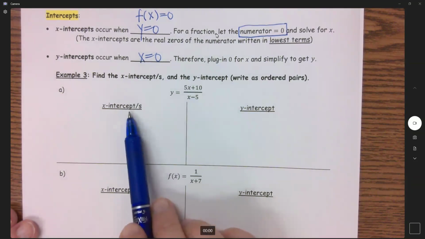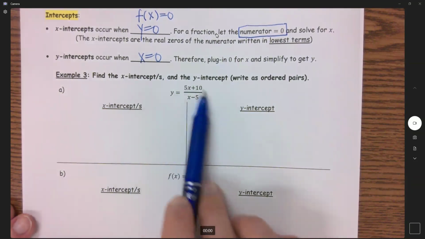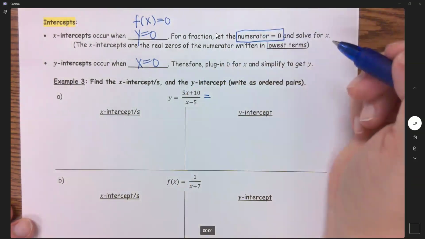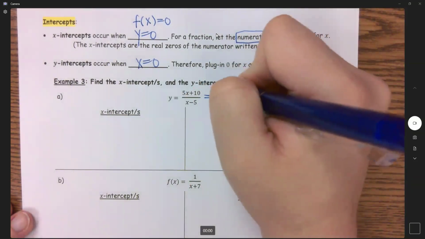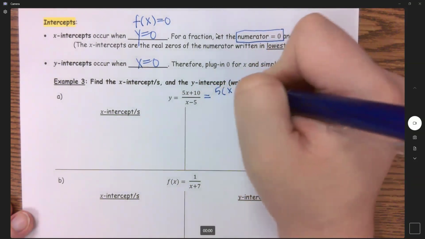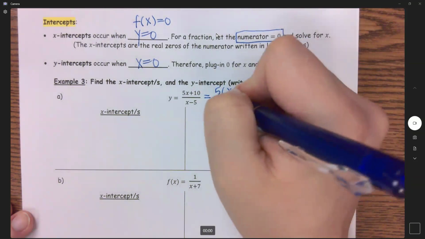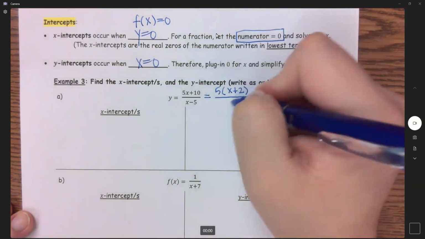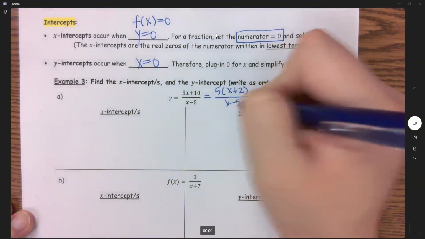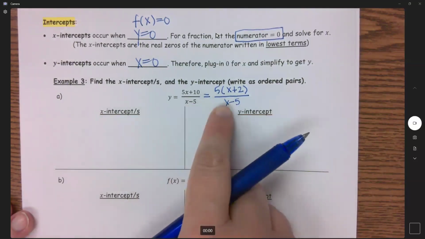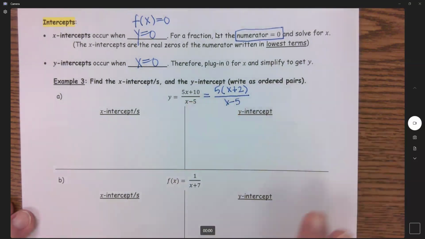Okay, first thing we want to do before we find x-intercepts is make sure this is in lowest terms. The top, we have a GCF of 5. So I'm going to pull out my 5, and I get 5 times x plus 2. And then I can't do anything to the bottom. And so I can see here it doesn't simplify. So this is in lowest terms, or this is also in lowest terms, just written in a different form, but these are both the same.